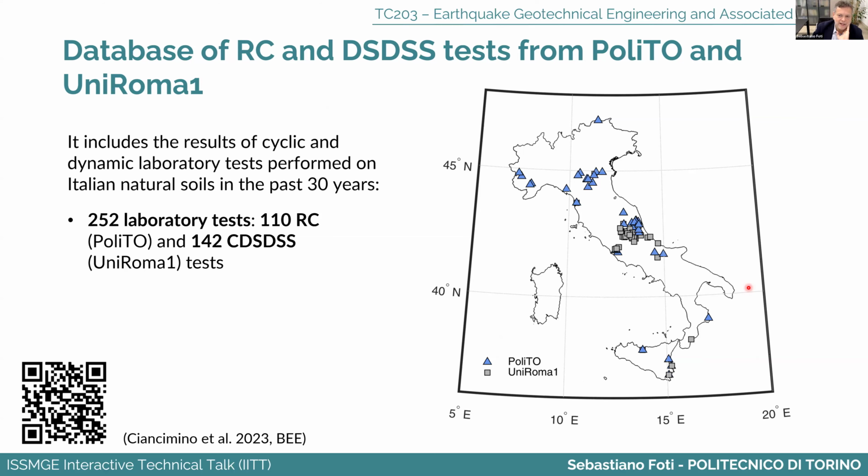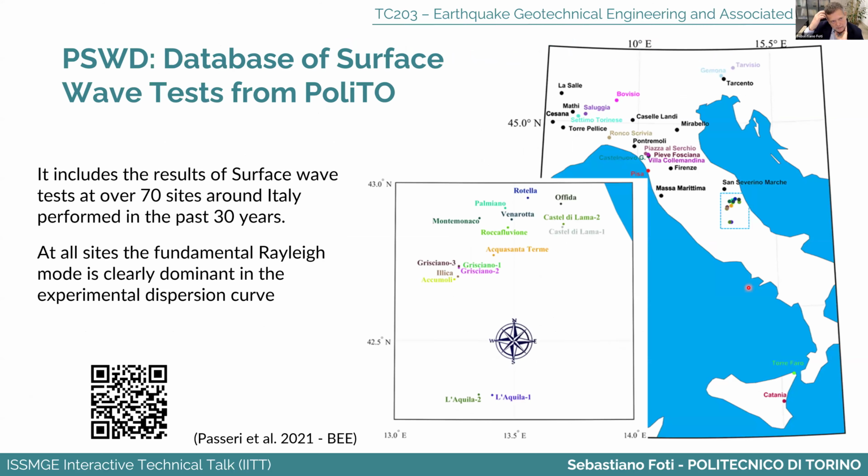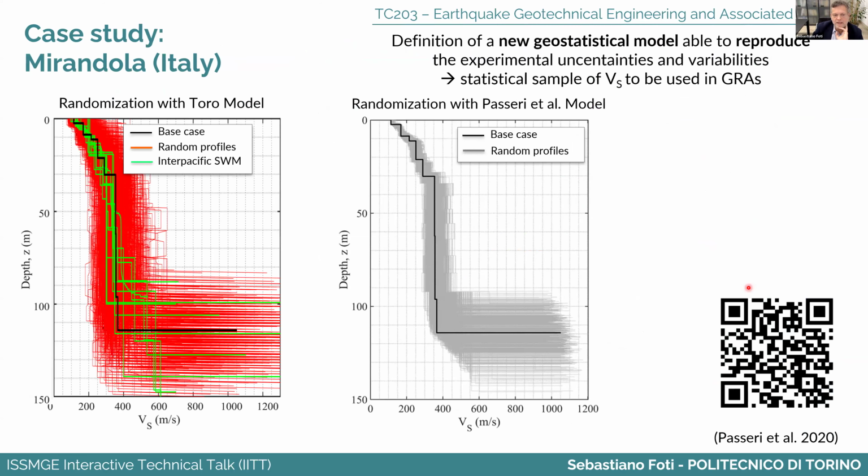So again, the importance of the cyclic and dynamic behavior of soils, and you can access it as open access at the link before. And this is another example, the database of surface wave tests all around Italy. Again, it is freely accessible, published as open access. For example, we use it for training a new geostatistical model that can reproduce the variability that we expect in shear wave velocity. Here you can see a comparison with the Toro model, which is a widely adopted model for reproducing the uncertainties, but in some way provides an excessive level of uncertainty in some layers.